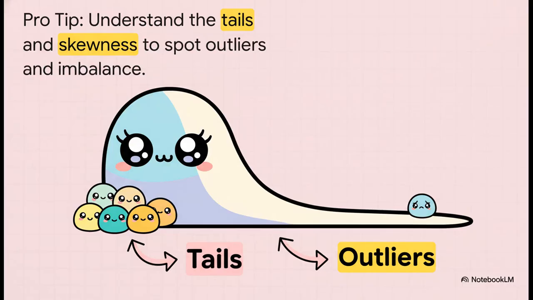Okay, and here's a little pro tip for you. Everybody focuses on the middle, the average. But honestly, the real action is usually happening out in the tails, the extreme ends of your data. This is where you spot the weird stuff, the outliers, the anomalies, any major imbalances. Looking at the edges first can save you a ton of headaches down the line.